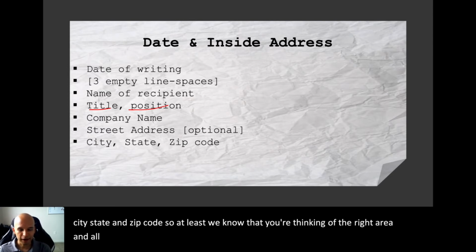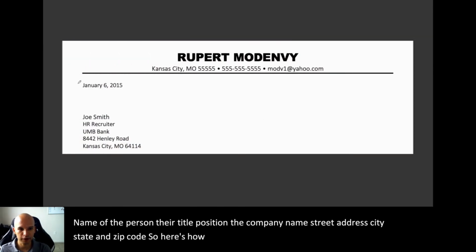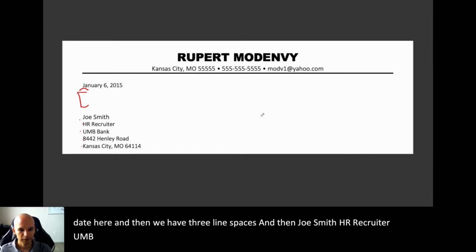So the date, 3 line spaces, name of the person, their title, position, the company name, street address, city, state, and zip code. So here's how it would look in a cover letter. We have the date here, and then 3 line spaces, and then Joe Smith, HR recruiter, UMB Bank, street address, city, state, and zip code. And that's the inside address.